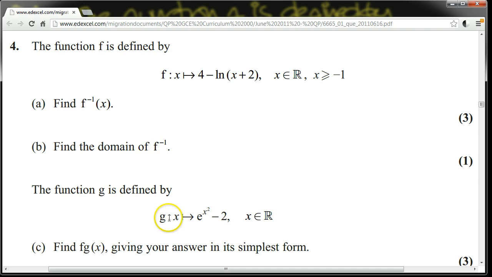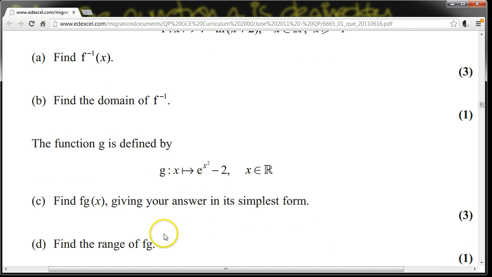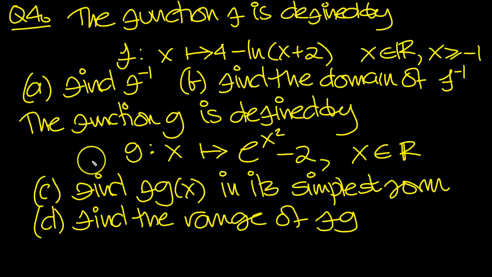The function g is defined by this here. Find f composite g of x, giving your answer in its simplest form, and find the range of f composite g. So I've summarized all these parts here. So let's have a look at this then.